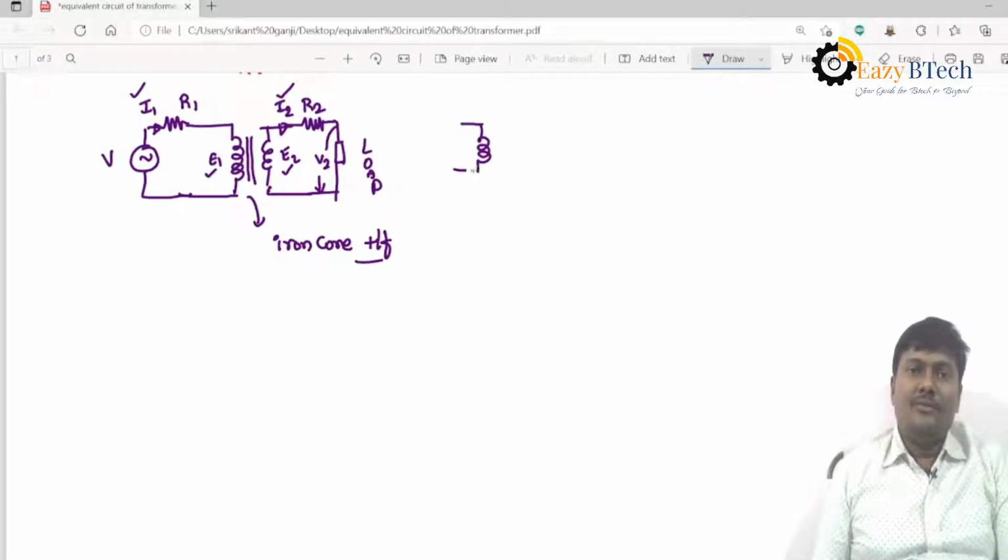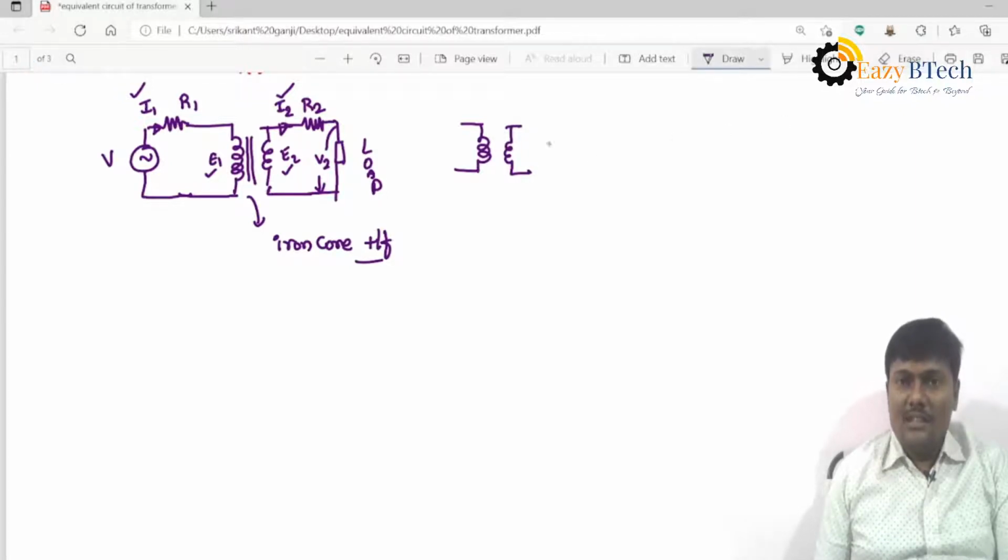If the lines are not there, then this type of transformer is called an air core transformer.